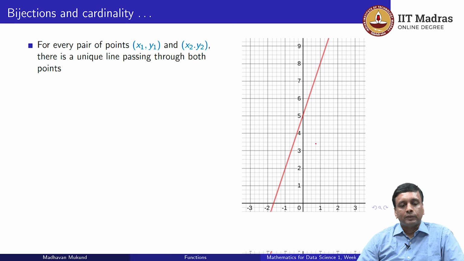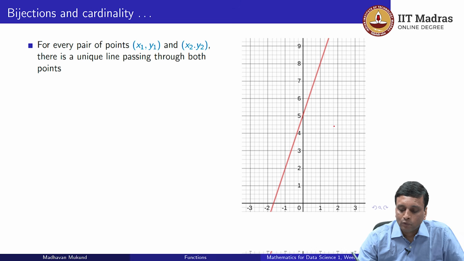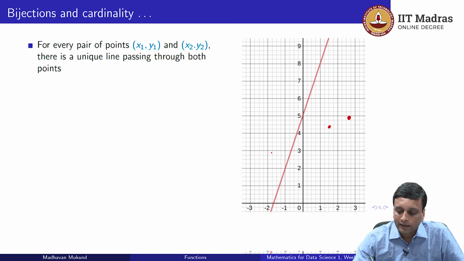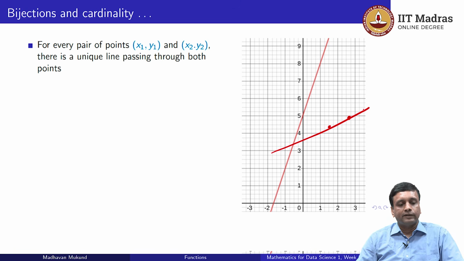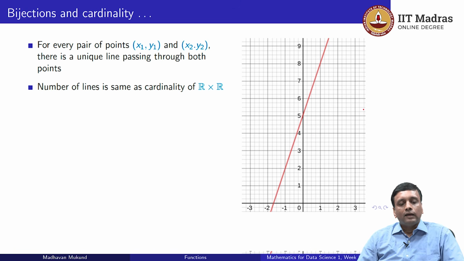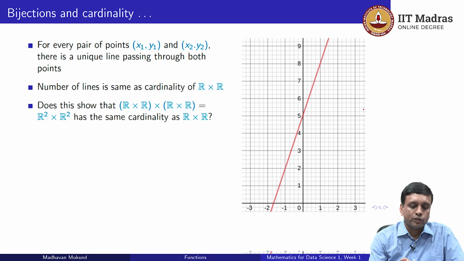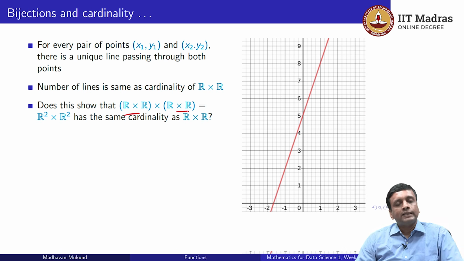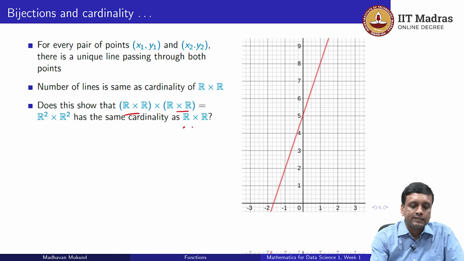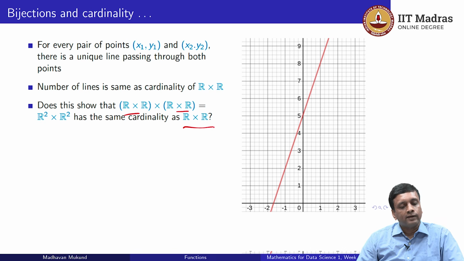Now suppose we extend this argument. If we take any two points, say x1 and x2, we can draw a unique line passing through these points. This is a well-known fact from geometry. So we know that the number of lines has the same cardinality as R cross R. That's what we claimed in the previous argument. Now we say that every pair of points defines a line. So can we say that every pair of points therefore has the same cardinality? Remember, this is a pair of points: one point here and one point here. So do we say that every pair of points has the same cardinality as the set of all points? So is R square cross R square the same as R cross R? Is this an argument for that?